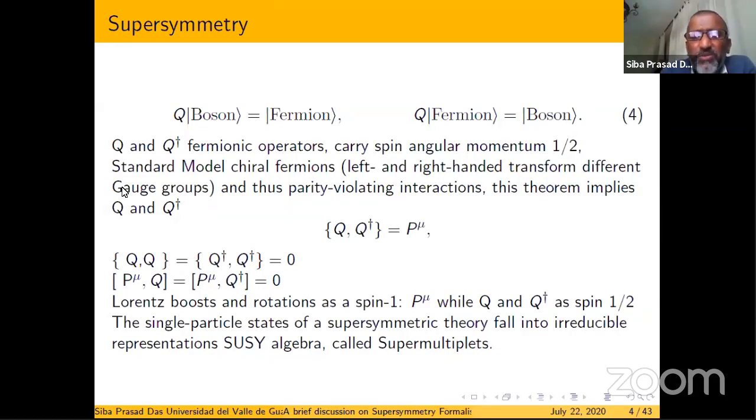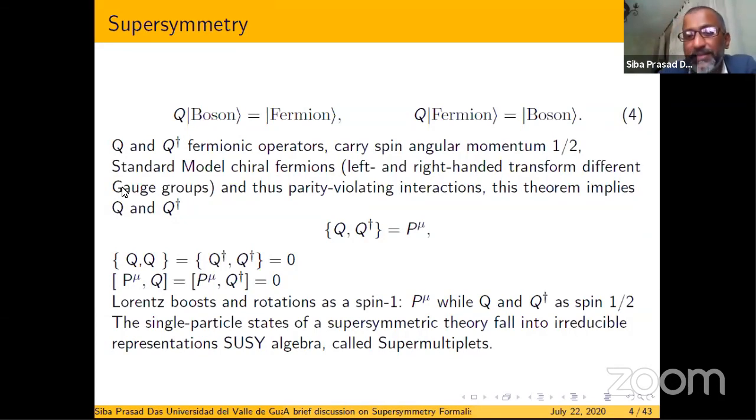In the standard model, as we discussed in the last class, we have chiral fermions. What is a chiral fermion? If the left-handed and right-handed parts transform differently under the gauge group, we call them chiral fermions, as in the standard model. This chiral fermion is responsible for the parity-violating interaction term. This theorem implies that if you take the anti-commutation of Q and Q dagger, which gives P_mu, this is the basic part of the graded Lie algebra.